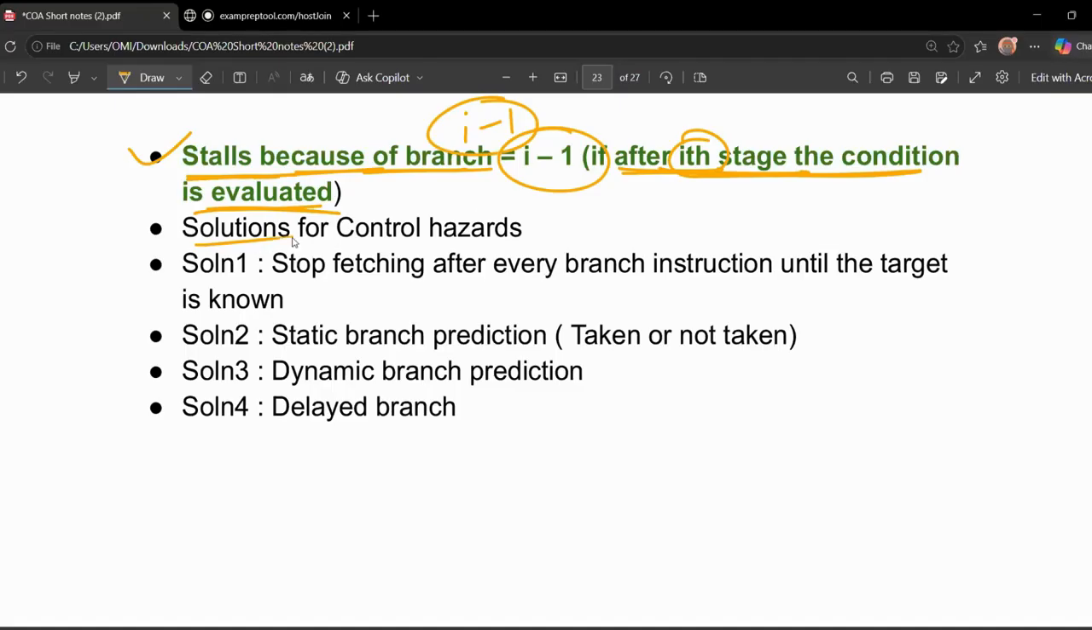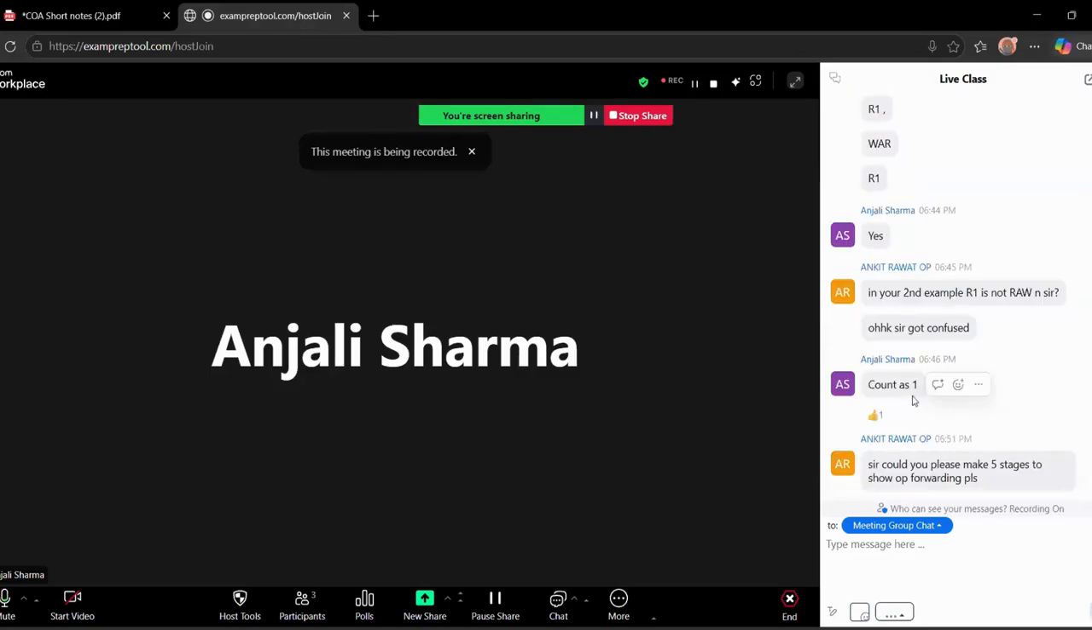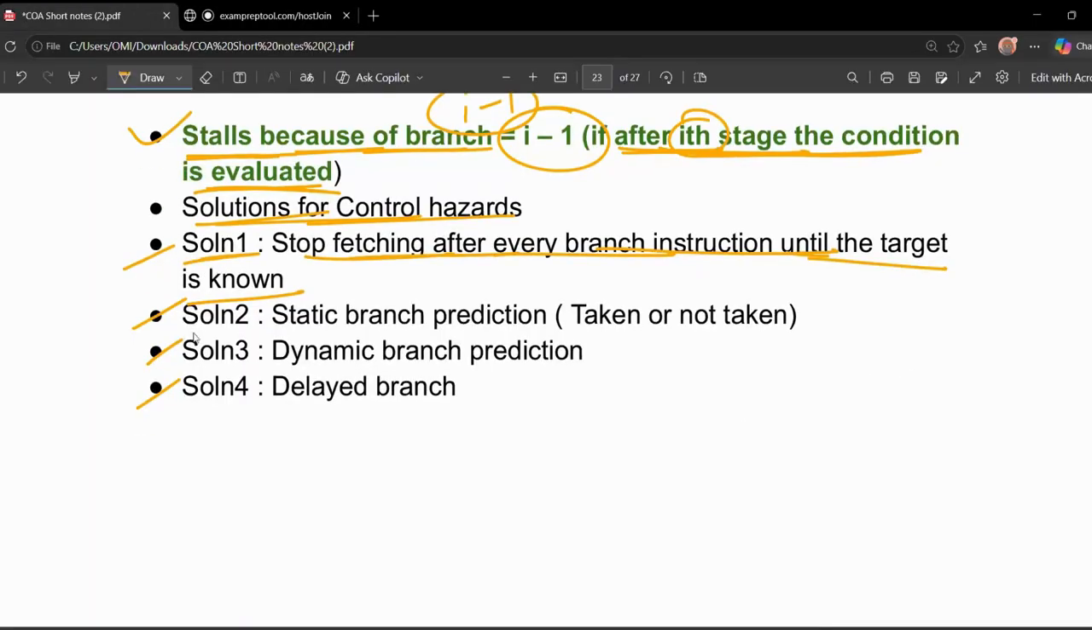Now, what are the different solutions for control hazard? There are four solutions. Solution one is to stop fetching after every branch instruction until the target is known. The next solution is static branch prediction. Here we predict whether the branch is taken or not taken, and based on that we introduce extra delays.